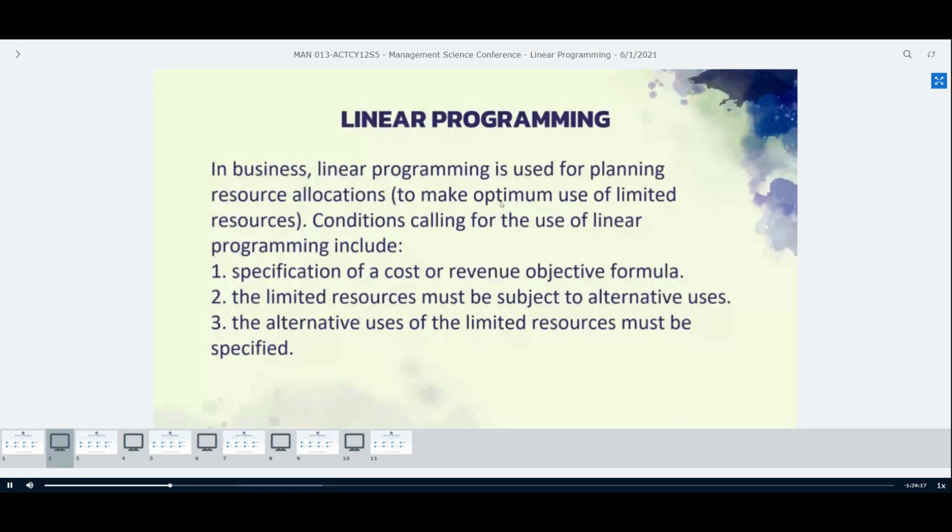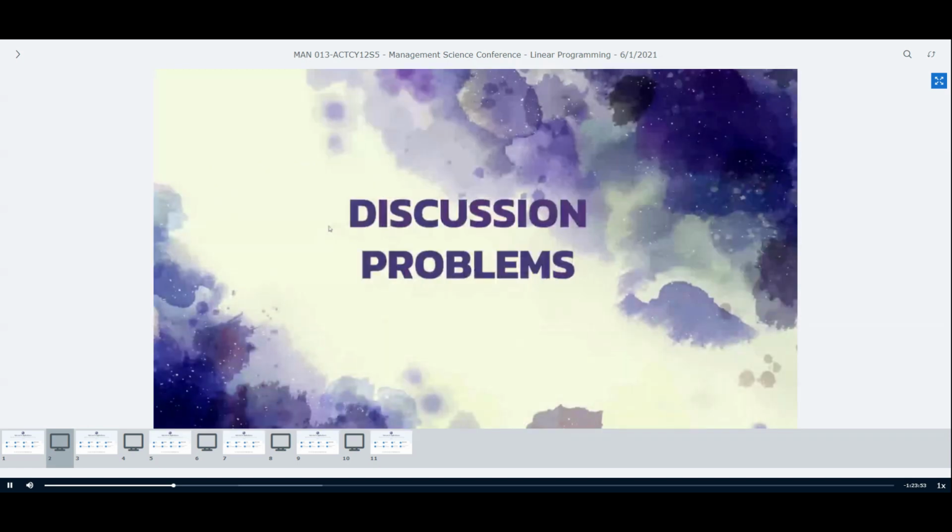So, pansinin niyo, class, this is used in planning resource allocation to maximize limited resources. So there's really a constraint. Meaning hindi unlimited yung resources natin. Could be materials that can be limited up to a certain level lang. So, okay. So probably let's apply it to a problem so that we can better appreciate pa yung discussion natin on linear programming.